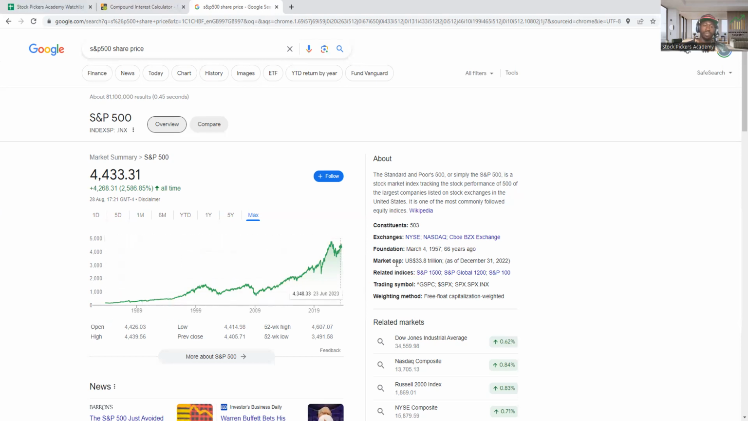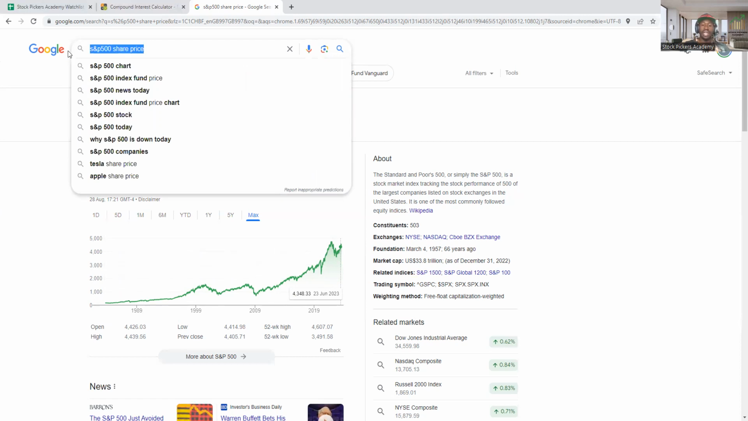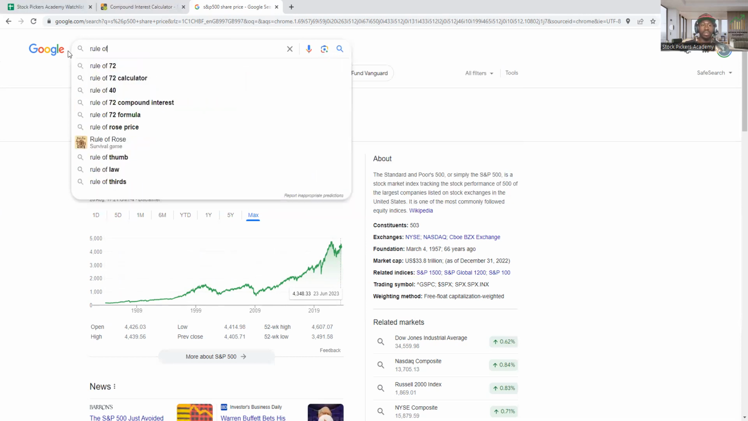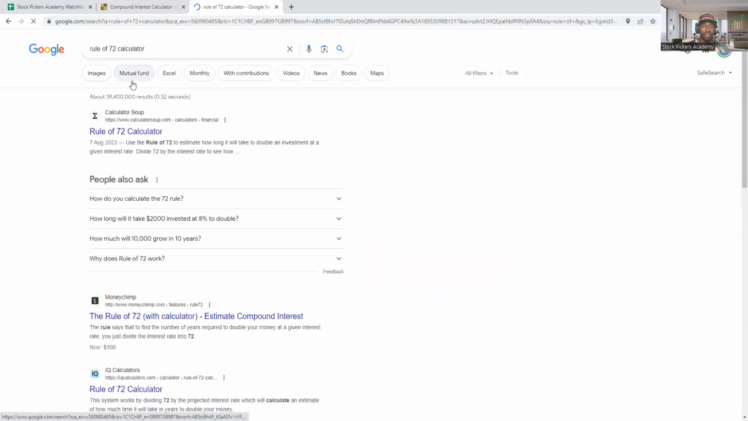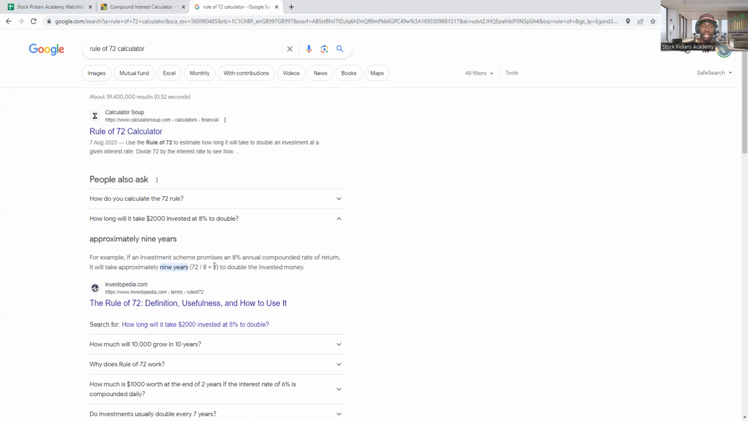There's something called the rule of 72. And that lets you know how many years it will take you to double your money at a specific interest rate. I'll type it in. Rule of 72 calculator. How long will it take $2,000 invested at 8% to double? Then all you do is do 72 divided by 8. There you have it. 72 divided by 8 is 9. So it will take you 9 years to double your money at an interest rate of 8%. So 10% is 72 divided by 10, which is 7.2. So at 10% interest rate, you double your money every 7.2 years.